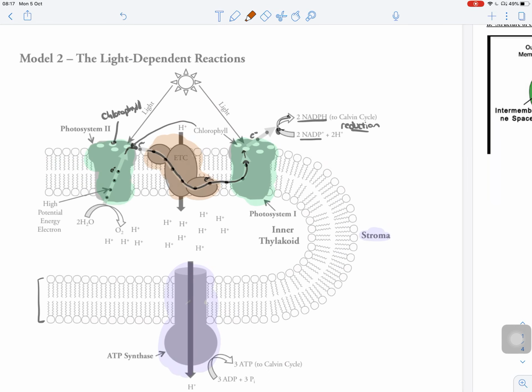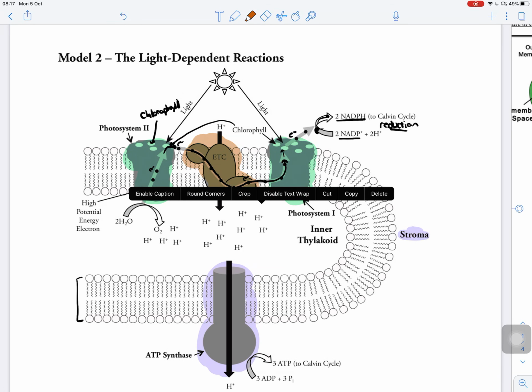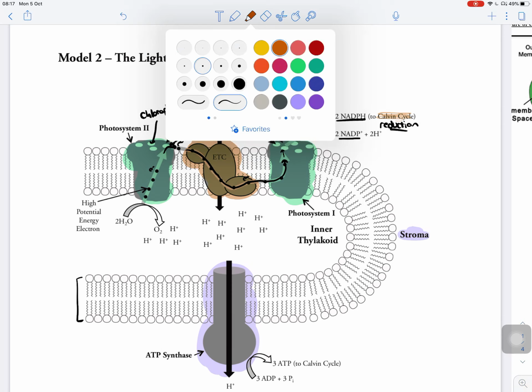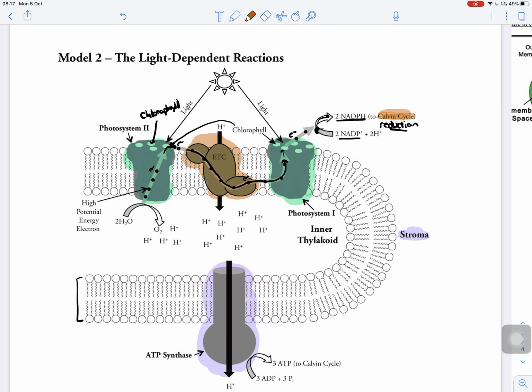NADPH is going to head off to the Calvin cycle here. And basically, what this NADPH is carrying is that high energy, excited electron.